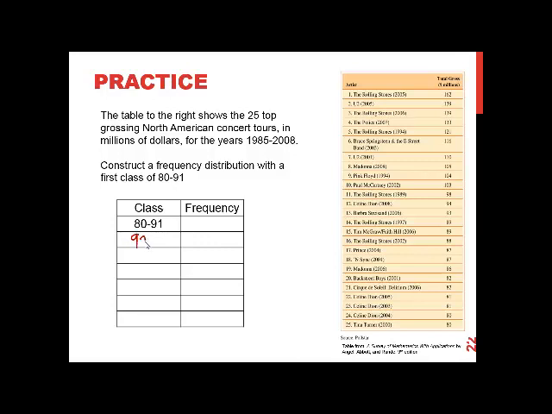Another way of noticing this is the next number after 91 would be 92. And the difference between 80 and 92 is 12. So that means our classes are going to begin at 92. 12 more is 104. That'll be our lower limit. 116, 128, 140, 152.